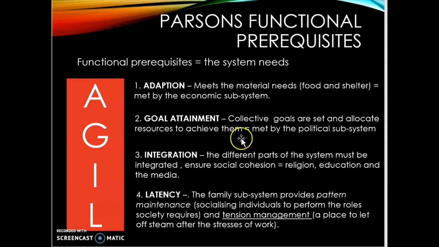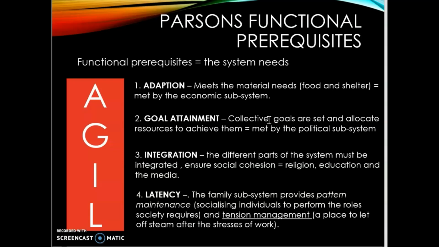The second one is goal attainment. Okay, so society as a whole needs to have a goal, and it's often set on a societal level, and we need to allocate resources to help achieve those goals, and often it's the political subsystem that might do it. So a goal that might be is to have an educated workforce, and they might put laws and policies in place and give funding to schools, and that will help educate the workforce.